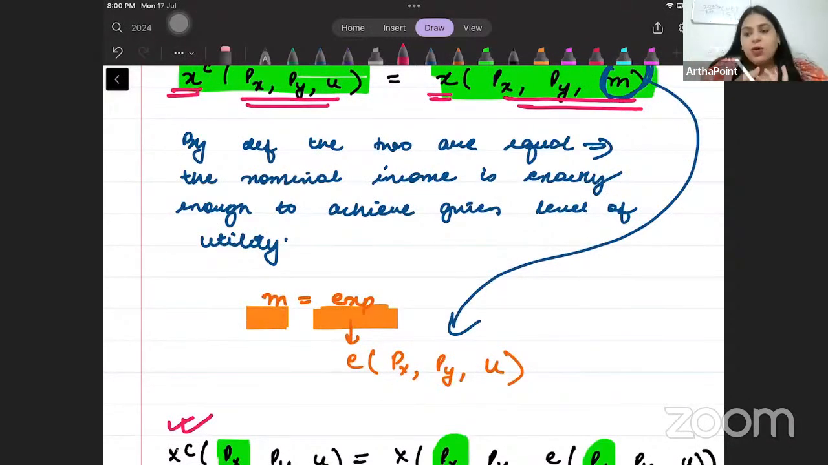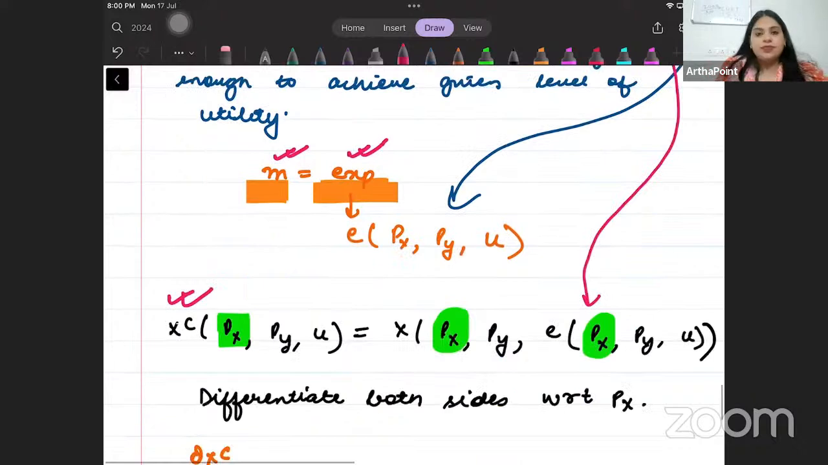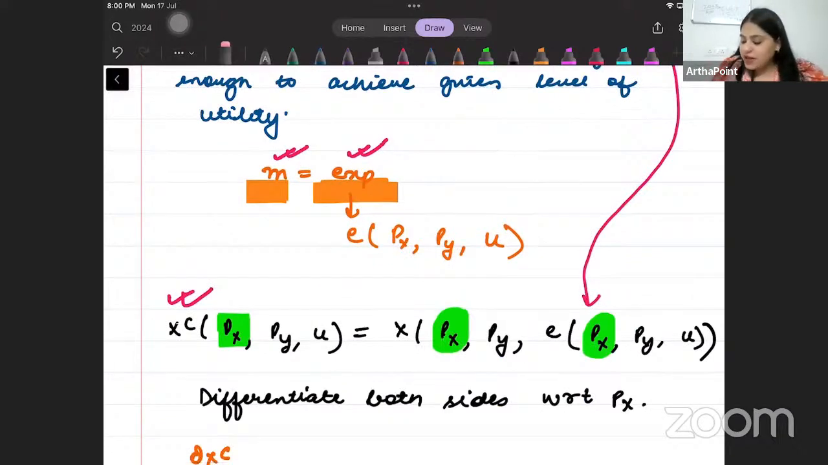Now, what I said is that income and expenditure are the same thing. जितना पैसा कमाओगे उतना ही खर्चा कर सकते हो. So income and expenditure are same. So instead of income, I have replaced this income with expenditure. This is all that I've done in this step. Now I have written expenditure instead of income.